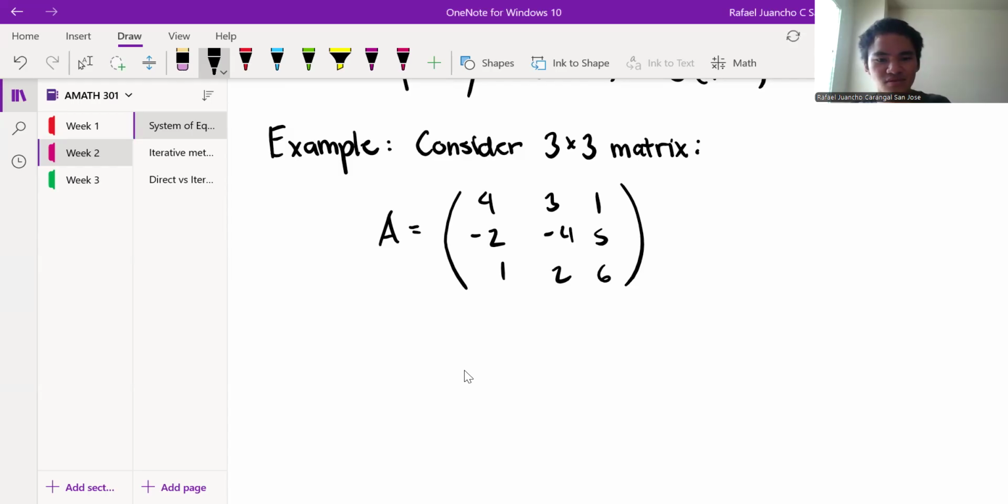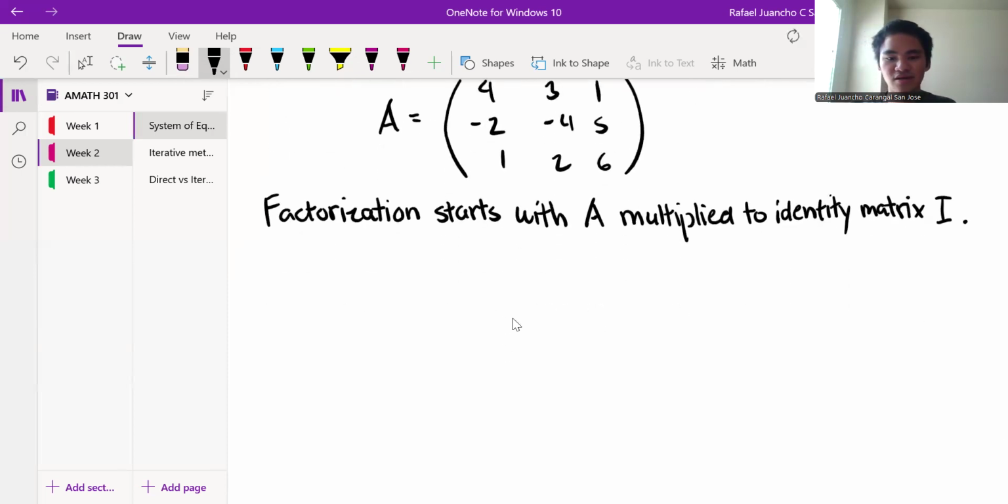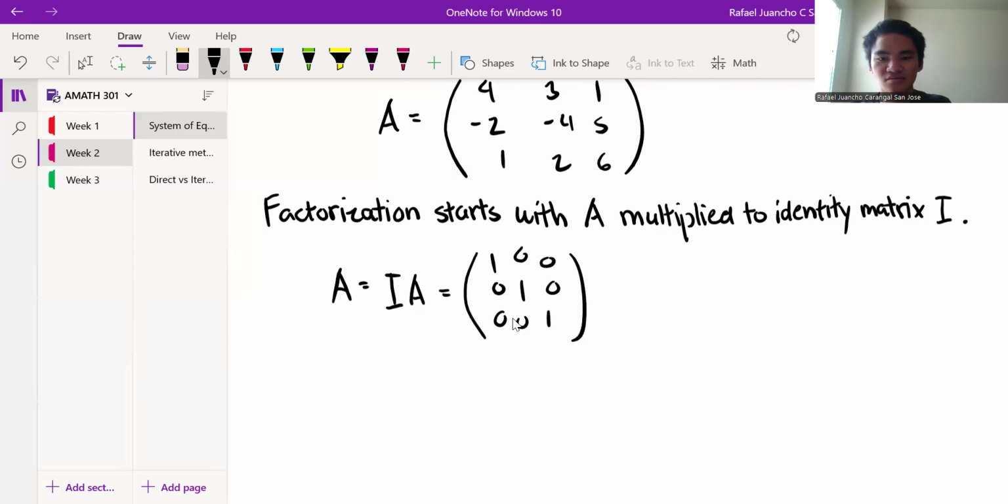Right? So here, factorization starts with A multiplied by the identity matrix, which we'll call I. Let's write that out. So we have A is I times A. My identity matrix is from a previous video. It's just that, and I multiply that with my A matrix.